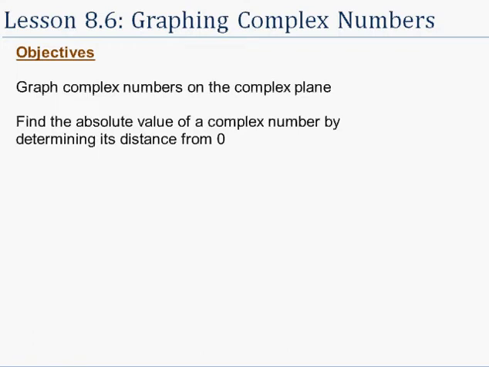So we've been talking about complex numbers this chapter, and today we're going to graph complex numbers. Our objectives: we want to graph complex numbers on the complex plane instead of a line, which we'll talk about, and find the absolute value of a complex number by determining its distance from zero. We've learned about absolute value being distance from zero. Same idea, it's going to look a little different, but still the same definition. It's a number's distance from zero.